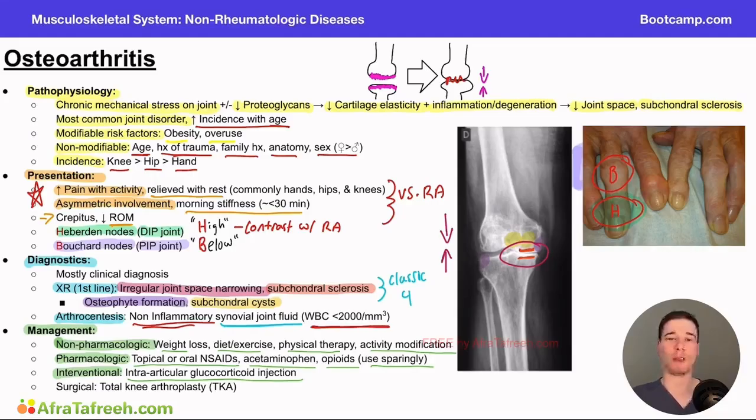Now, if everything fails, all conservative measures, interventional measures have failed, there is a surgery called a total knee arthroplasty that patients can get as well. That is essentially where they cut out parts of the bone, put on titanium caps at the end. And this is important. Why? Because it adds more space to the joint. They can put in a spacer, but also relieves that bone on bone that the patients are experiencing.